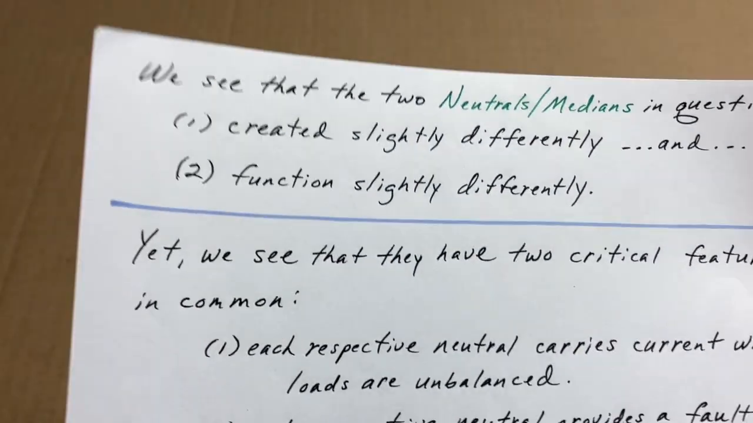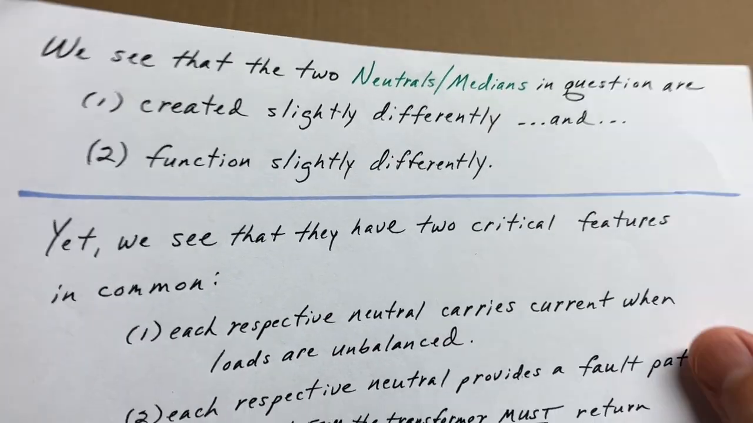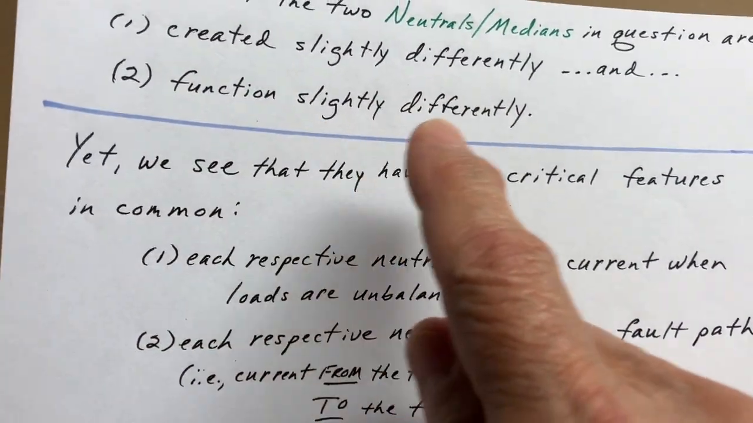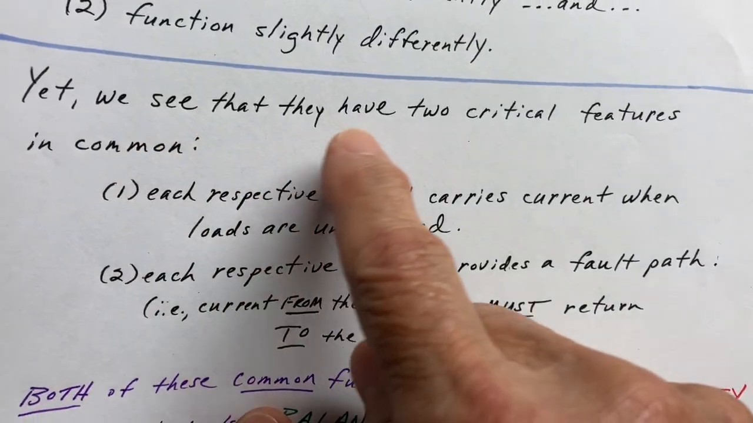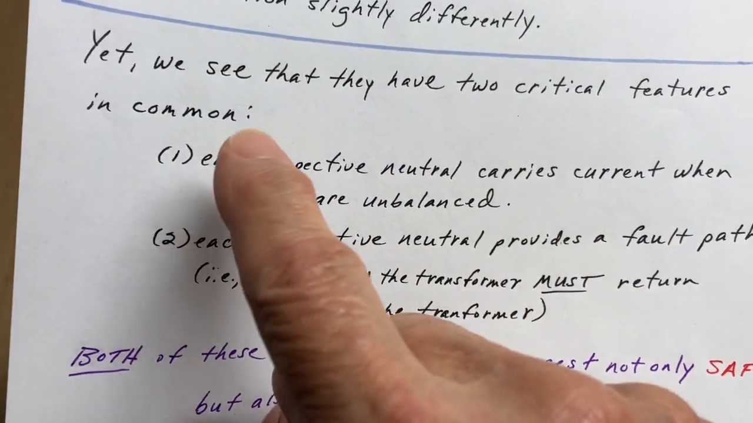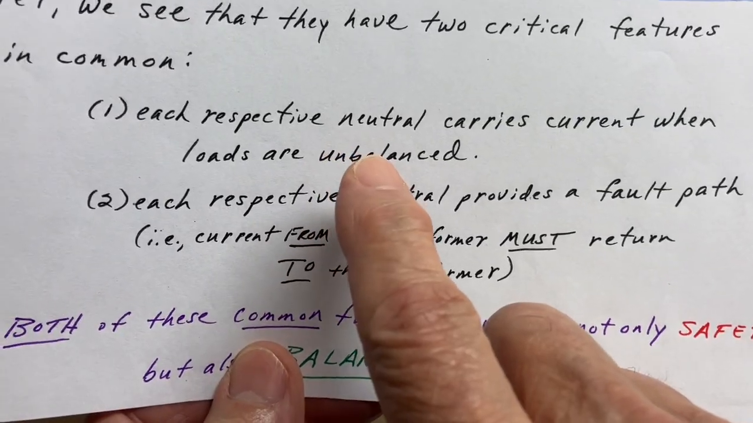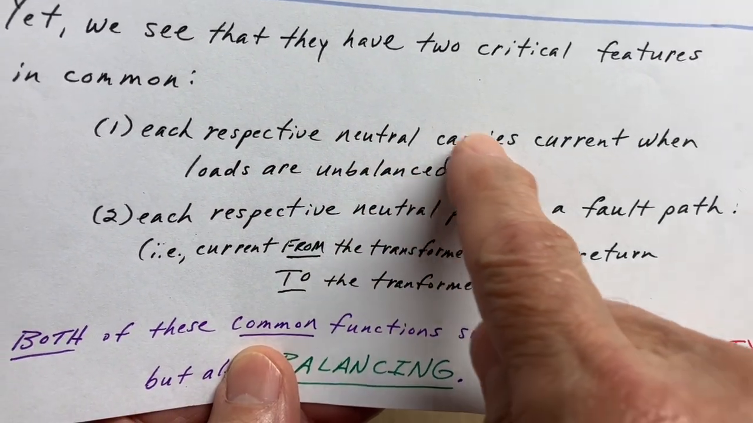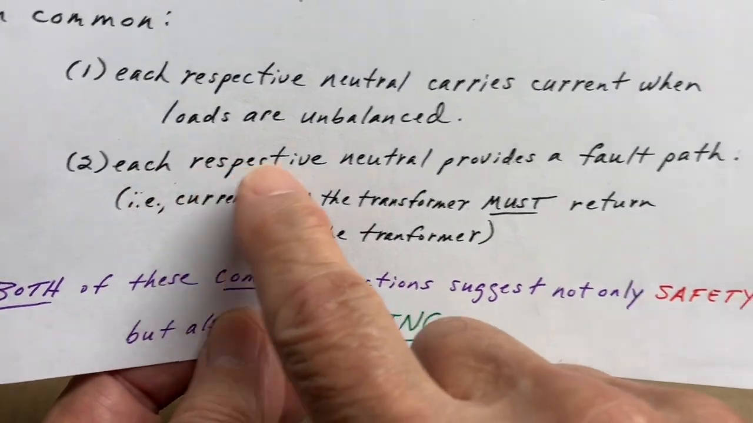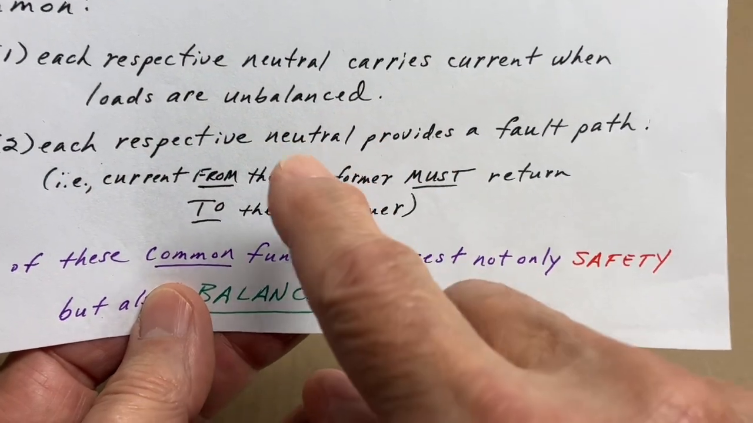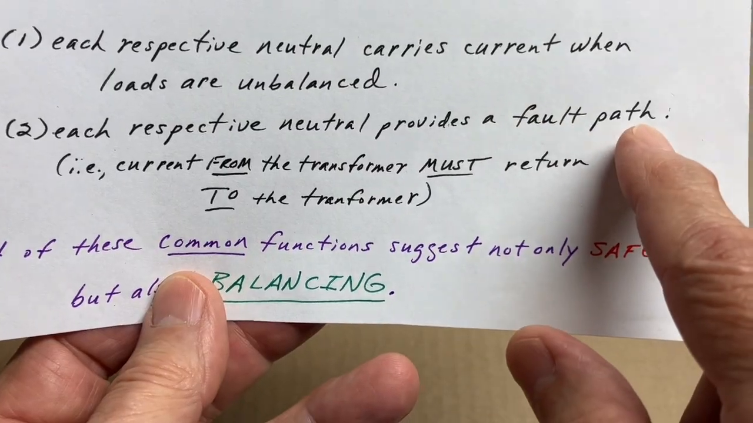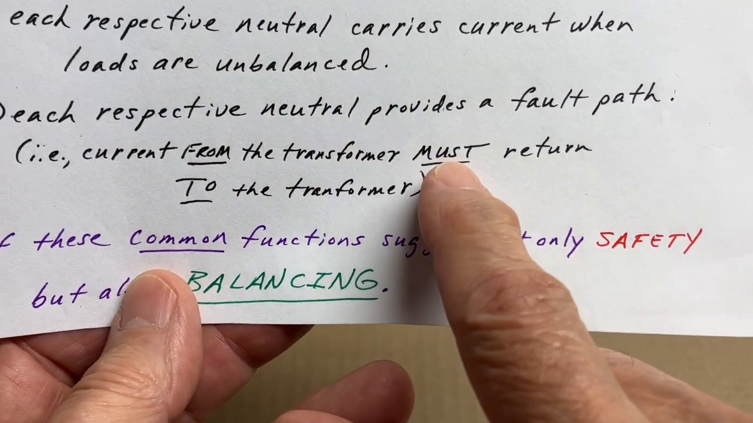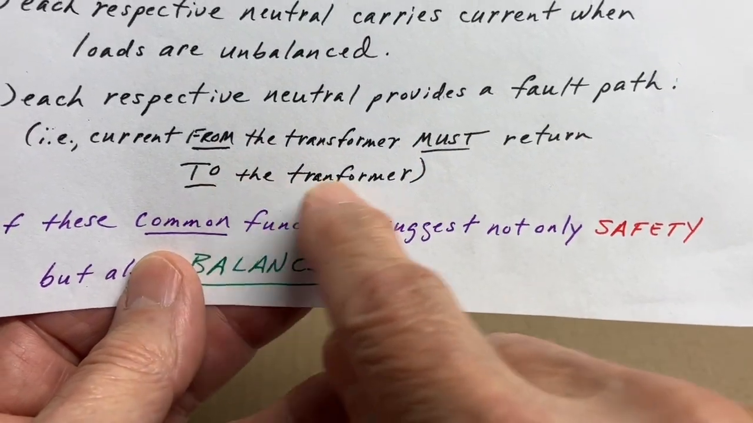We see that the two neutral medians in question are created slightly differently and function slightly differently. Yet we can see that they have two critical features in common. Each respective neutral carries current when loads are unbalanced. That's very, very important. And each respective neutral, or median, whatever you want to call it, provides a fault path. That is, current from the transformer must return to the transformer.